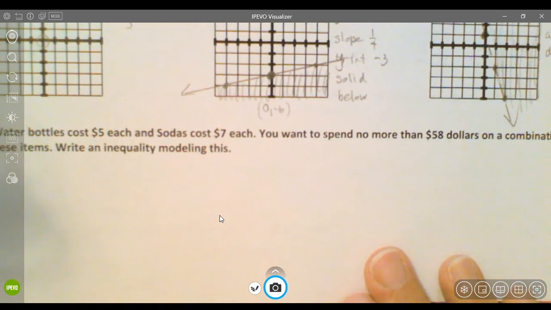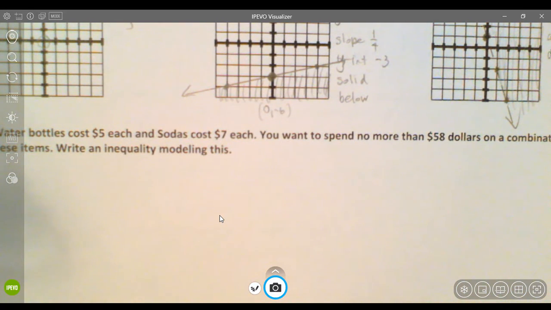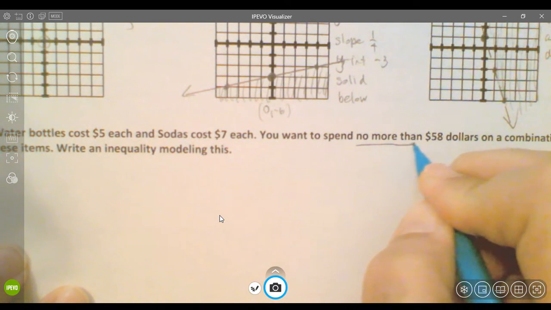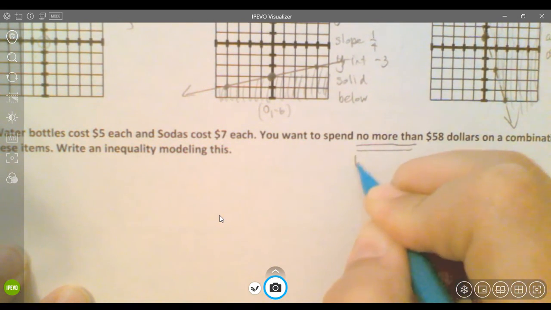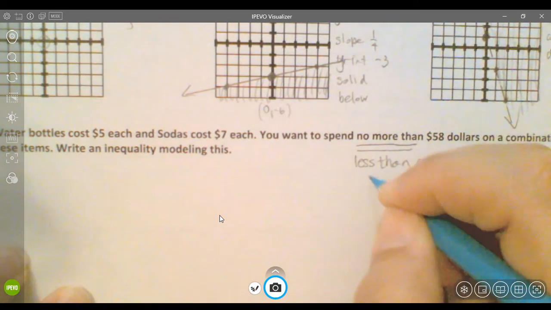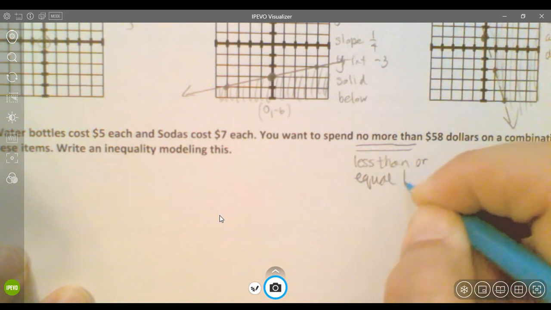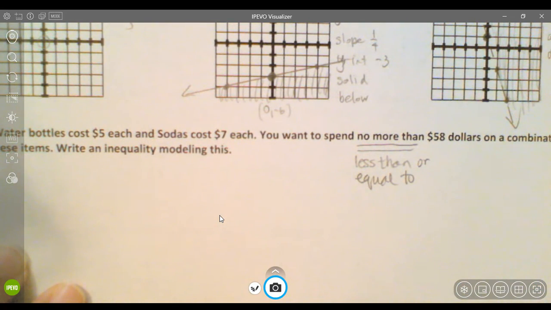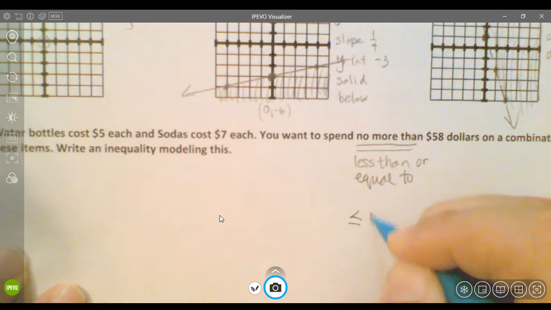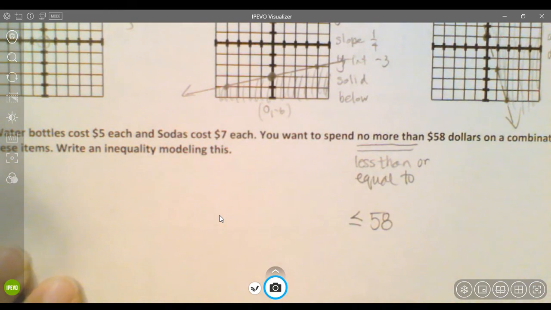word problem. Dude. Water bottles cost $5 each. Sodas cost $7 each. You want to spend no more than $58 on a combination. Okay, so once I see no more than, if you're not more than, you can be less than, or you can be equal to. So let's start there. I know that something is going to be less than or equal to 58.